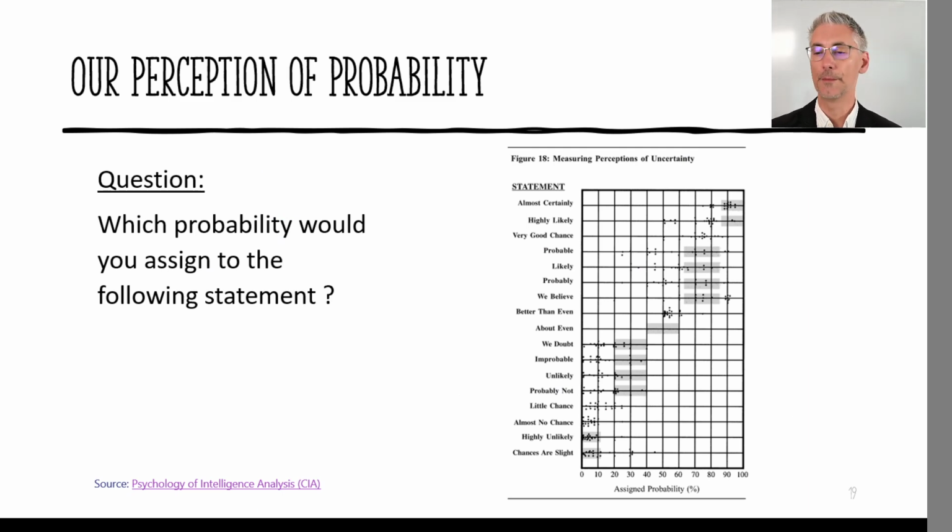Actually, the CIA made a detailed study of this, and you have here the resulting graph on the right. So they asked people what they mean by the statement almost certainly and give it an assigned probability of an event happening between 0 and 100%. And you can see that there's quite some scatter if you ask a lot of people what almost certainly means. It's anything between 80 and 100%. Chances are very slight, it's anywhere between 0 and 10% for most, but you have at least one in the high 40s as well. So that means that our intuitive understanding of probabilities isn't quite so intuitive after all.